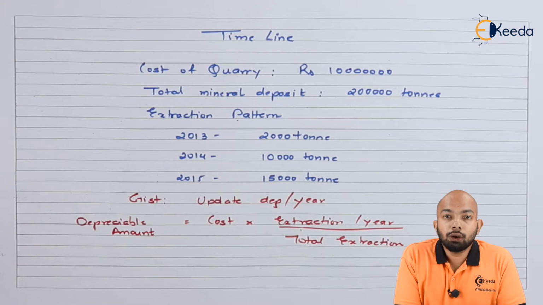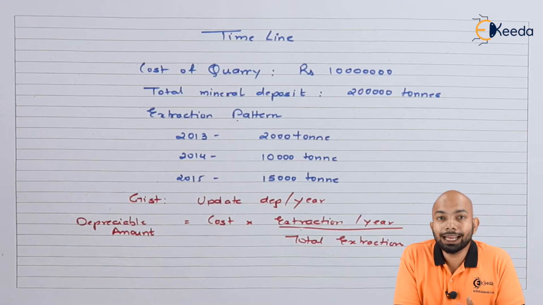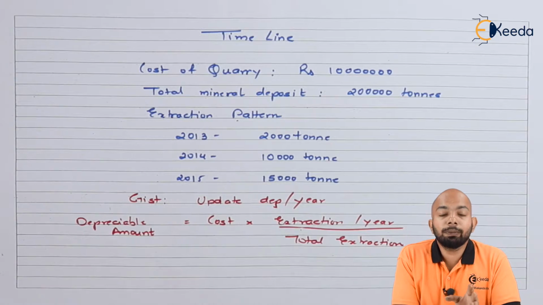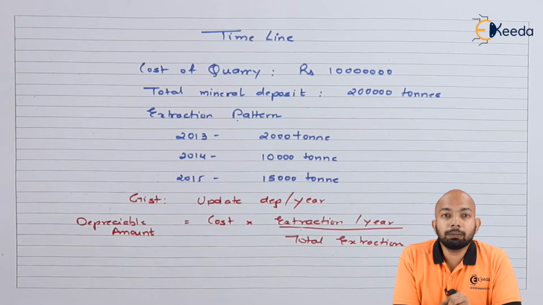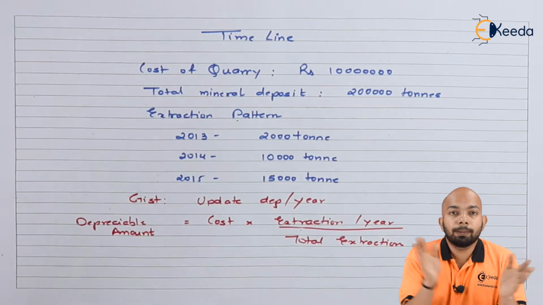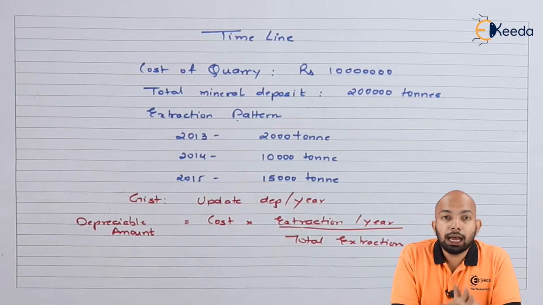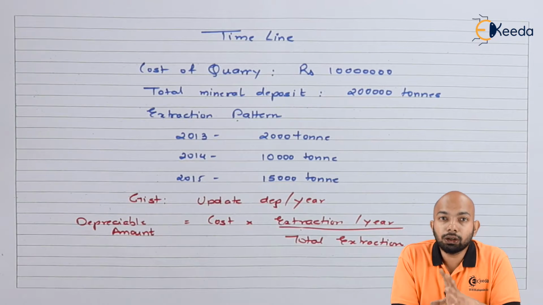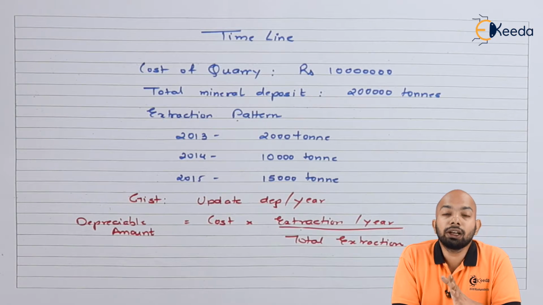So we can see that we have mentioned the gist of it, and we have to further calculate certain details. We have also mentioned the formula here, which states that the depreciable amount equals the cost of that quarry multiplied by extraction per year divided by the total extraction output capacity of that quarry. So for example, for 2013 the cost of that asset is 1 crore, multiplied by 2,000 tons divided by 2 lakh. That means the total quantity of that specific quarry to extract minerals or ores. So this is how you calculate the depreciation.